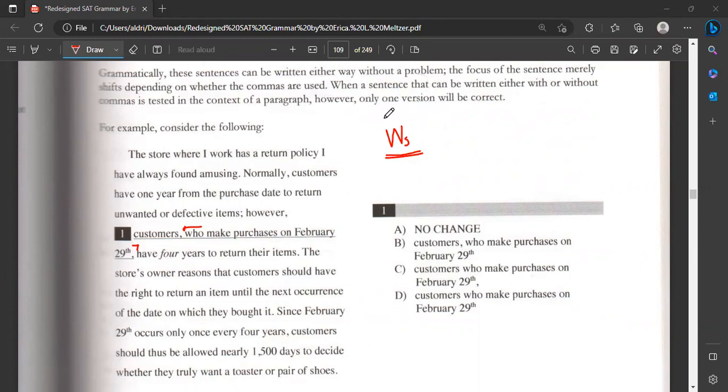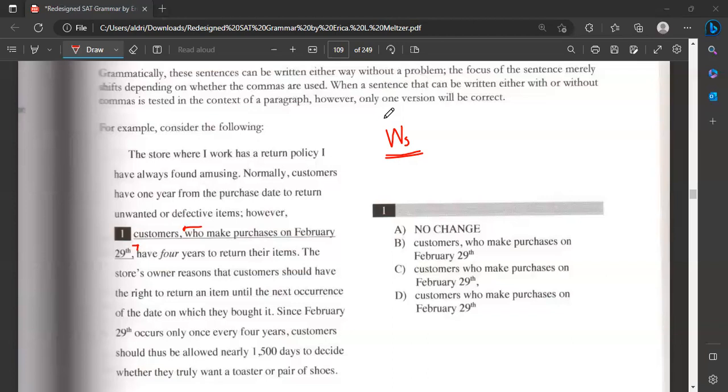Just like he had mentioned, and just like Jerome also pointed out, normally customers have 1 year, right? So that specific part is what we're focusing on. It doesn't make sense for us to say customers in general, because when we take out who make purchases on February 29th, we are saying all customers, and that's not true. So we're trying to look at a specific group of customers, and that's what makes D correct, just like you guys said. So good job on that one.